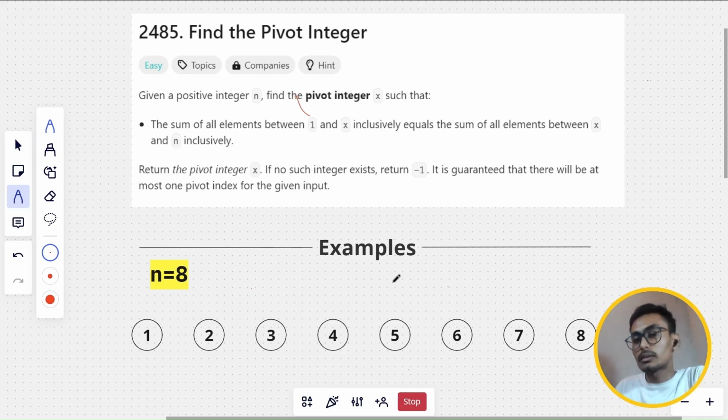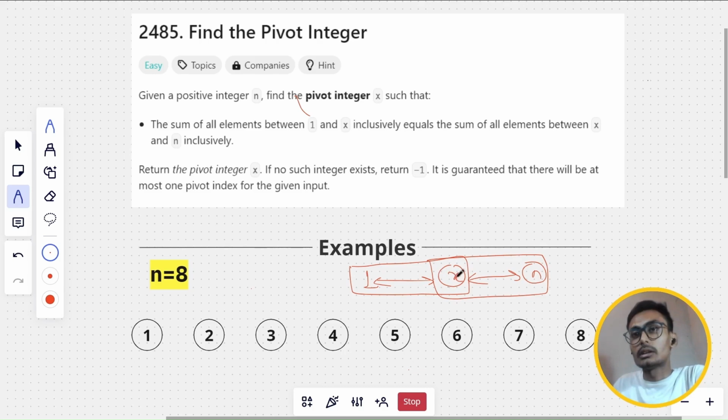So this question is very simple. There is 1, there is x, and there is n. We have to find x such that the sum between 1 to x inclusive and the sum between x to n inclusive should be equal. So the condition is this. Inclusive means x and n are included in this sum, and 1 and x are included in this sum.